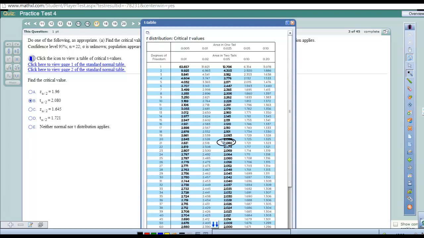Okay, we had 21 degrees of freedom, and then the area in two tails was 0.05, so 2.080. All right, questions about that? The degrees of freedom is one less than the sample size.